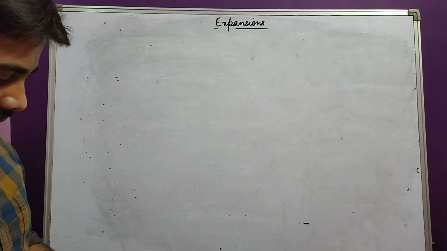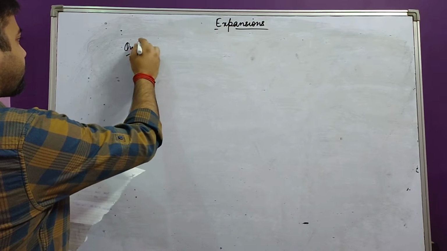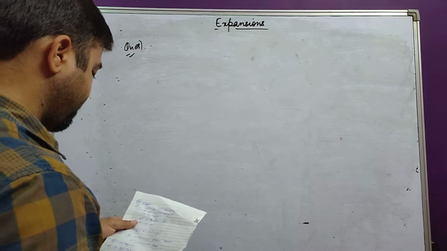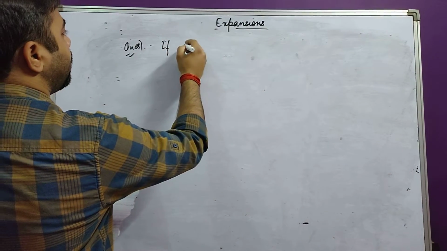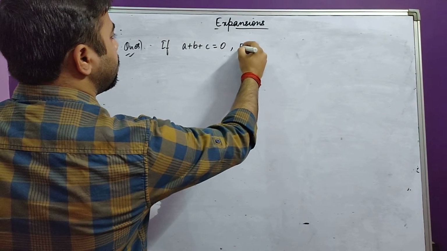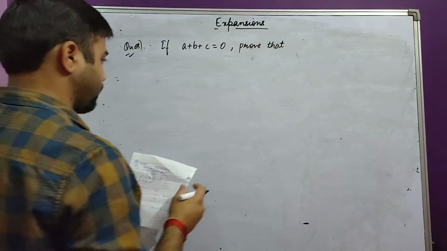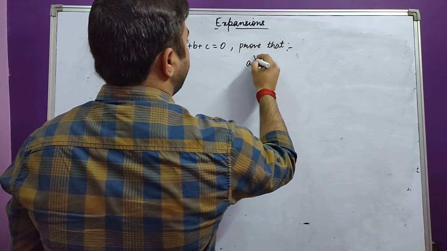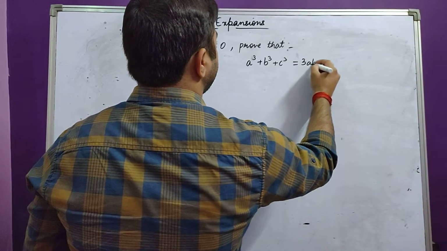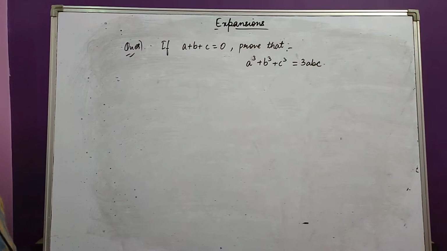Let us use the formulas. The question says over here, if a plus b plus c is equal to 0, prove that a cube plus b cube plus c cube is equal to 3abc. Now, how are we going to do this question? This question often comes in an exam.